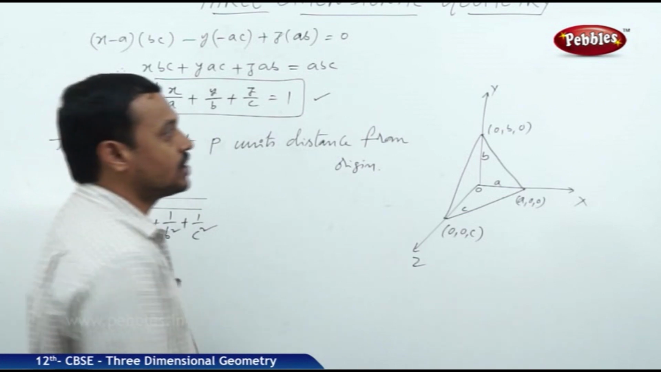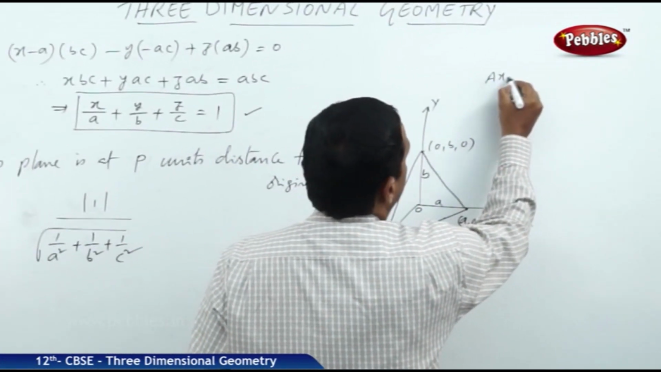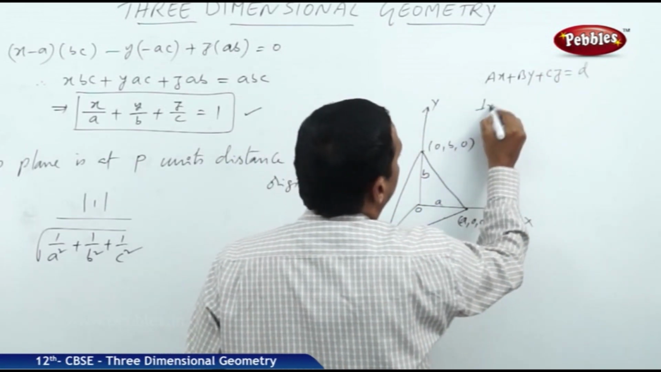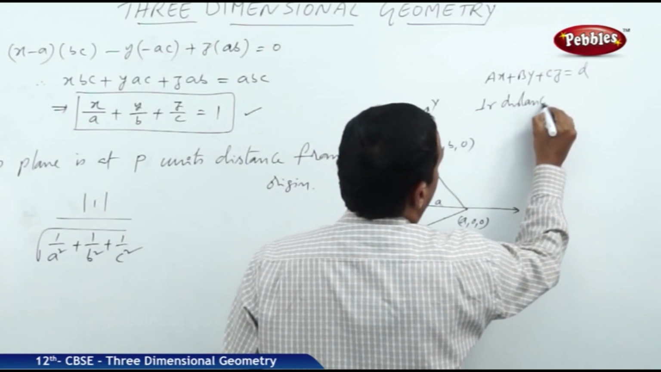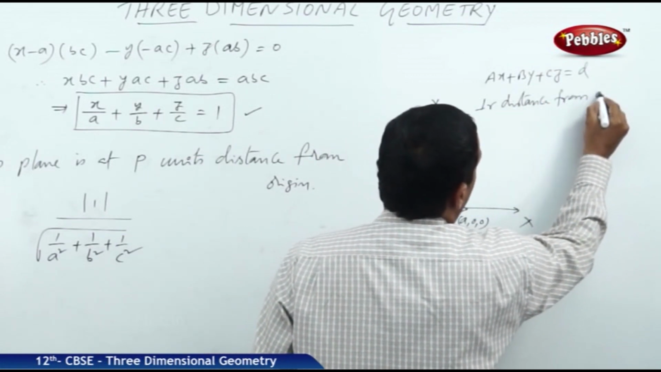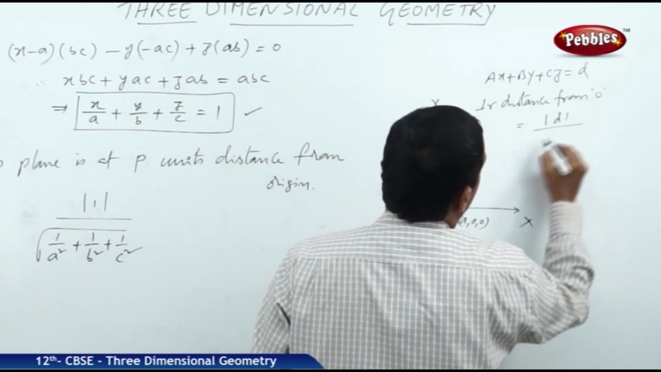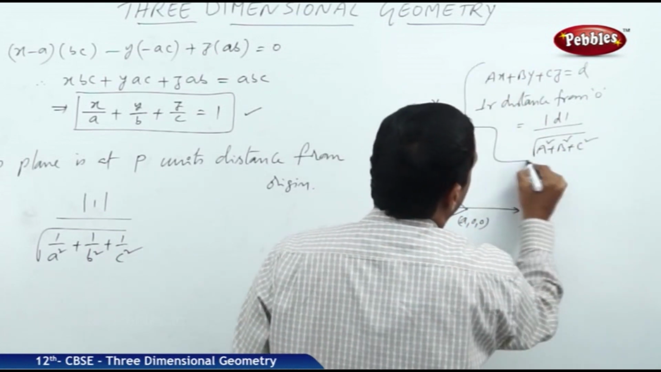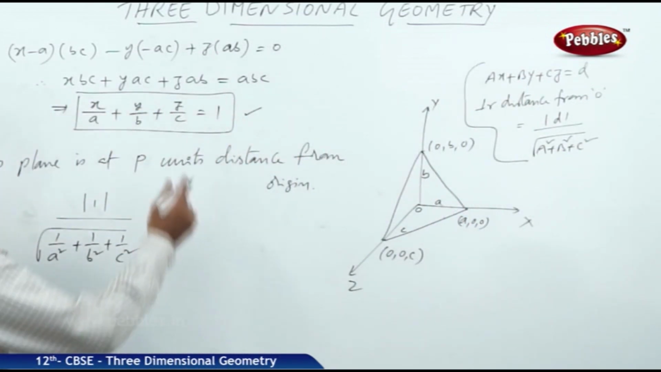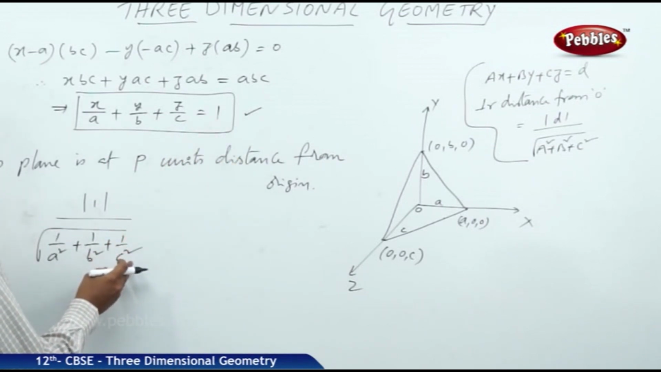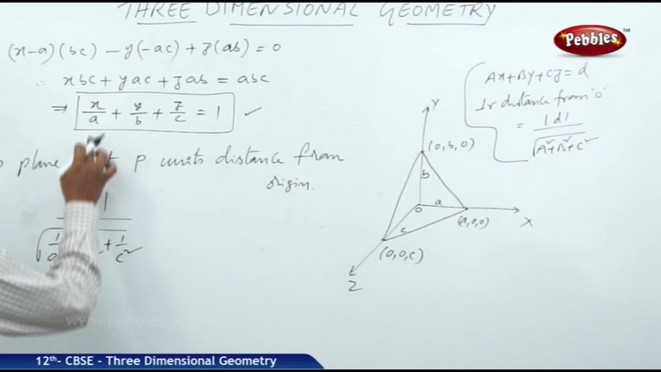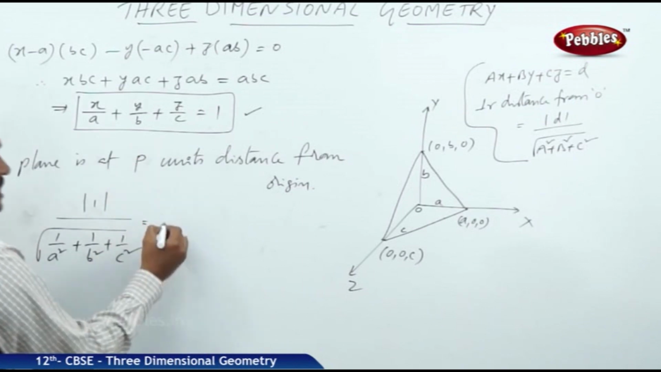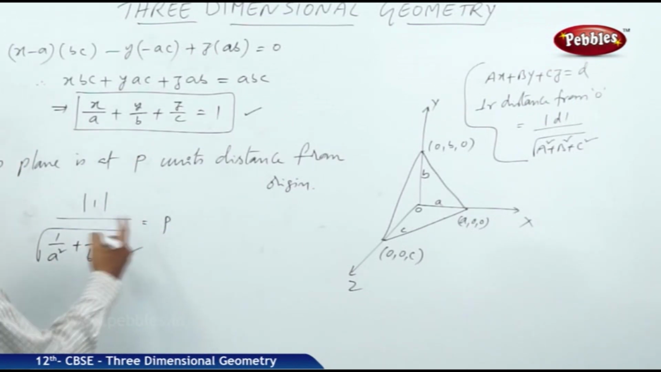You know, when the equation is of the form ax plus by plus cz is equal to d, then the perpendicular distance from origin is equal to modulus of d by root of a square plus b square plus c square. It is already proved. So using that formula, we can write the perpendicular distance from origin to the plane is equal to 1 by root of 1 by a square plus 1 by b square plus 1 by c square. But the perpendicular distance is given as p. So this value is equal to p.